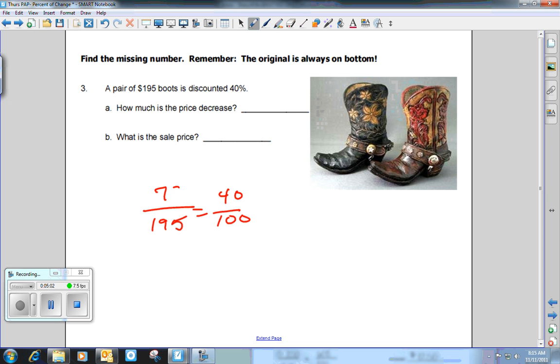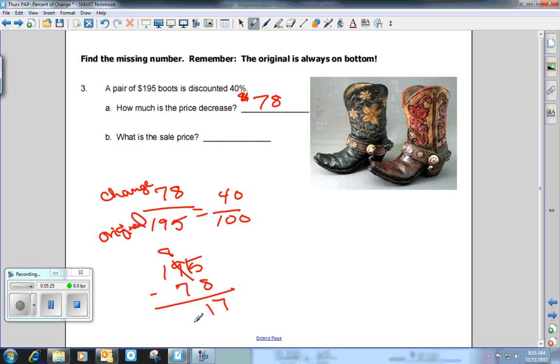So there was a change of $78. This is the change, and this is the original. So if there was a change of $78 and it's a discount, that means I'm going to have to subtract 195 minus 78. So the price decrease was $78. 195 minus 78. Okay, so $117 is the sale price if it's discounted 40%.